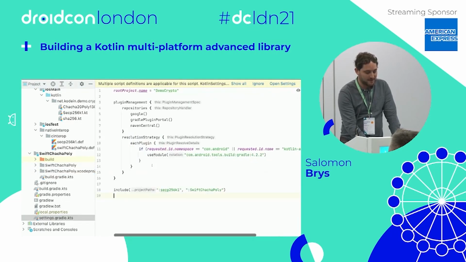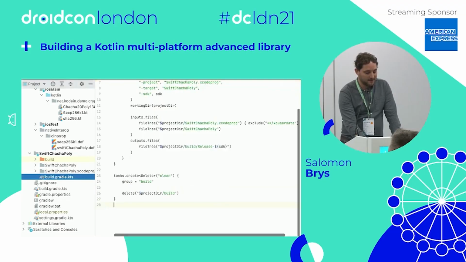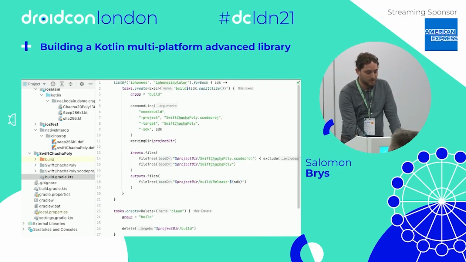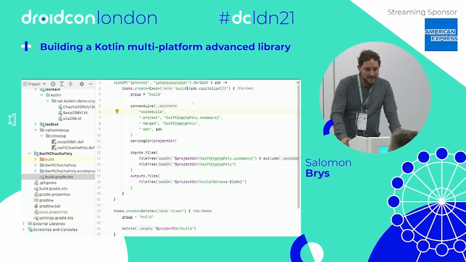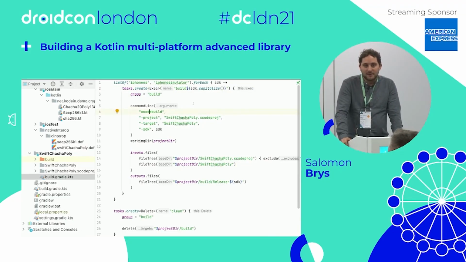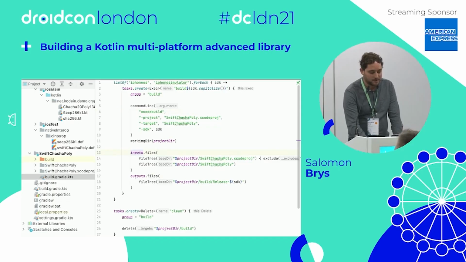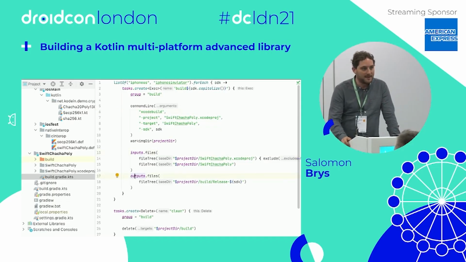So in my settings Gradle, I declared that I have a new module called Swift Cha-Cha Poly, and then in Gradle, I can use Xcode build, which is an exec task. So I can use Xcode build to tell Gradle how to build the Swift static library. So I don't have to build it with Xcode. I can use command line, and I can use Gradle. And as usual, I define inputs and outputs so that I'm sure that it won't run again if it isn't needed. And so the result of that will be a static library with Objective-C header.